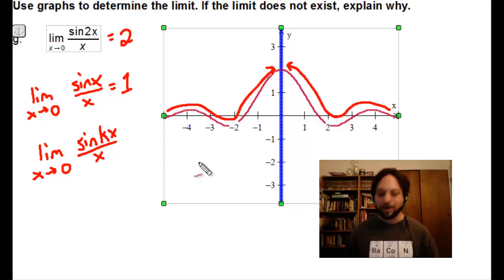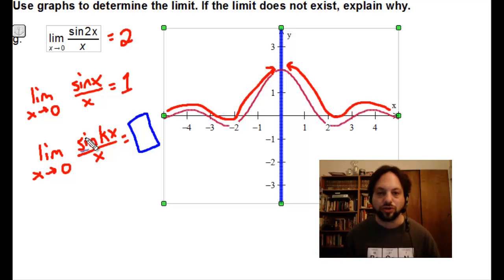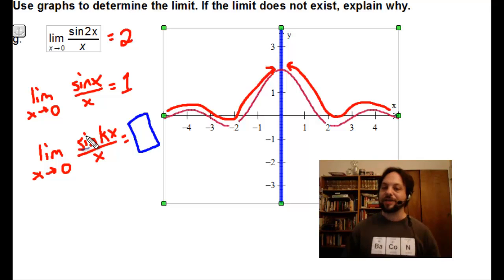What I want you to be able to do is to fill in the missing part of this. The limit as x approaches 0 of sine of kx over x would be equal to, again, I'm not going to give you the answer here, but pick up your graphing calculator, plug in a few different values of k, see what happens. Very interesting, and that could come up again later on in the year. In fact, multiple times. Don't forget it.